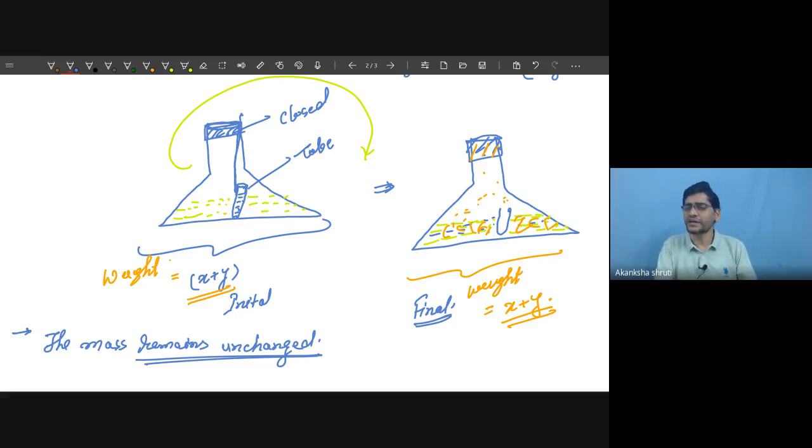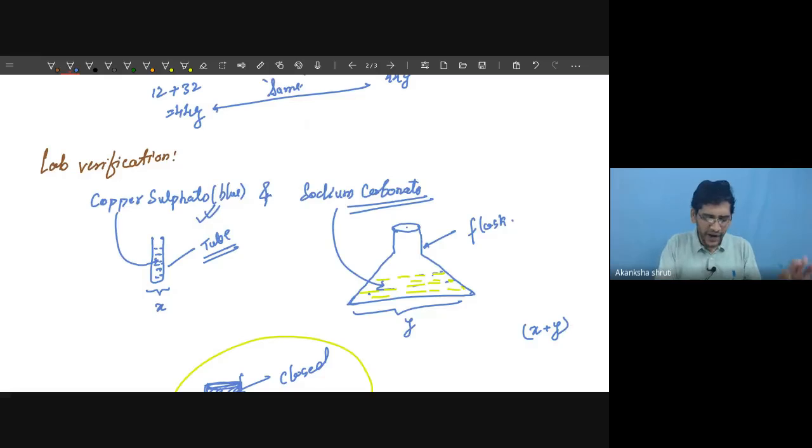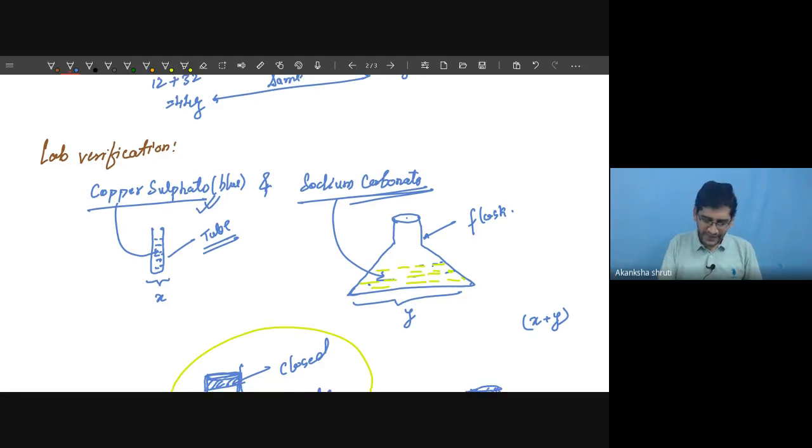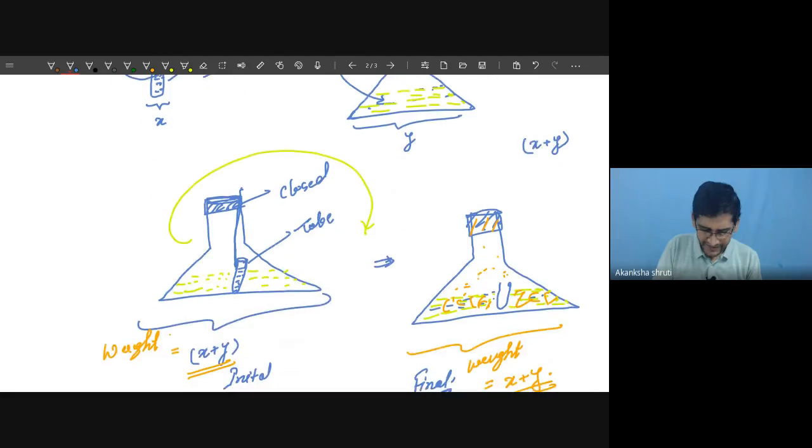So this was just the conclusion that was drawn from this experiment. What was this experiment? Two compounds, one is called lead sulfate, another is sodium carbonate. They were taken in two different kinds of setup, one in the tube, another in the conical flask. One was placed inside the other carefully, but not mixed. Then the weight was measured. It was observed as X plus Y, meaning the total weight may be 500 gram, 1000 gram, whatever it may be.